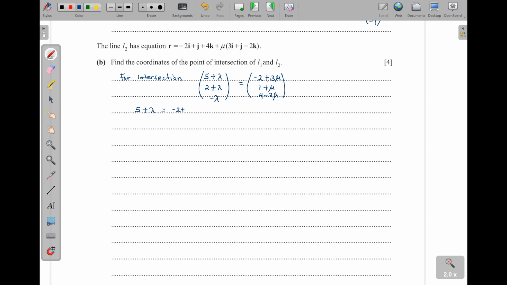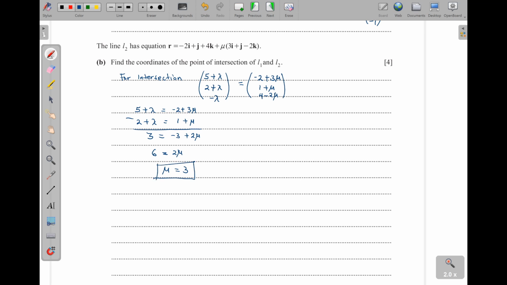So -2 plus 3 mu, and then this is 2 plus mu, which is equal to 1 plus mu. Then we can subtract to eliminate the lambda. So this will be 3. And then -2 minus 1, that is -3. And then 3 minus 1, you will get 2 mu. So when you take this other side, it becomes a plus. So 3 plus 3, that becomes a 6, and then 2 mu. Meaning when you divide all through by 2, mu becomes a 3.